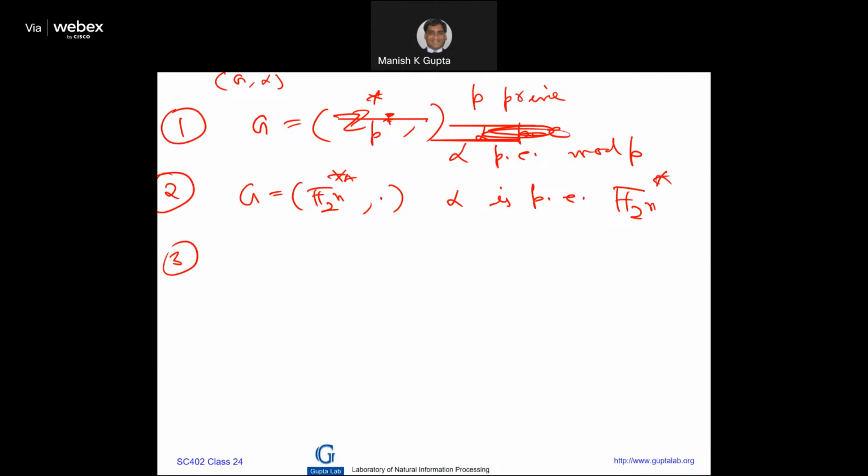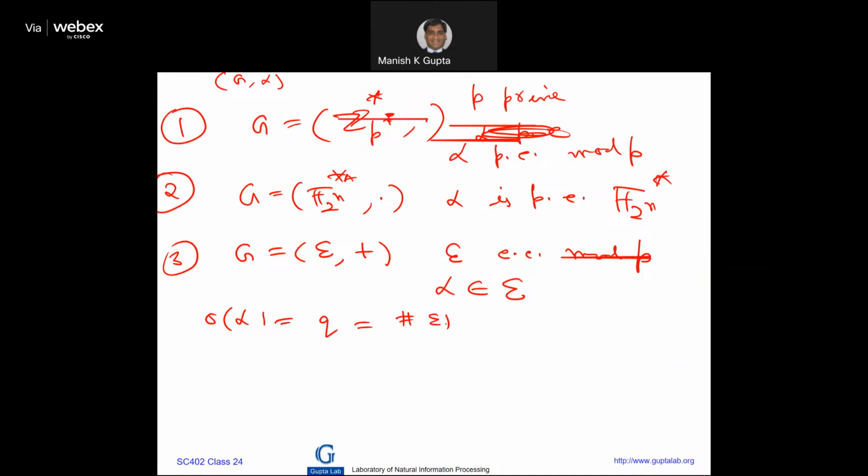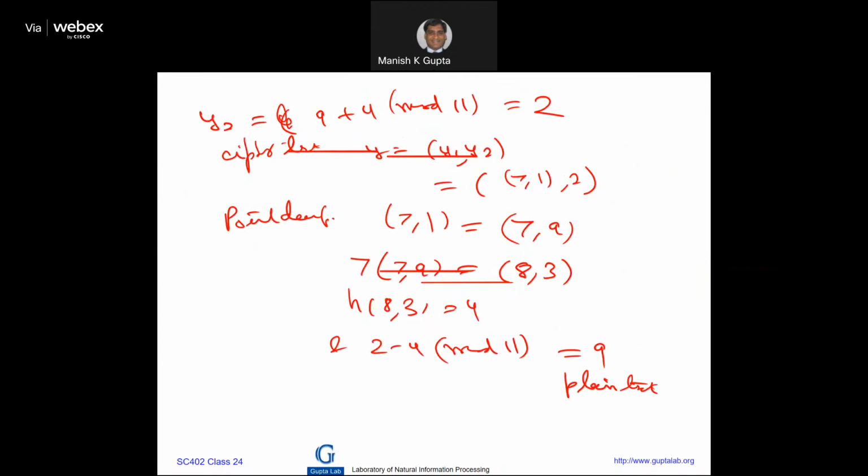Third, when we take the elliptic curve case, E is an elliptic curve modulo a prime P. Alpha is an element in E with order of alpha equal to Q, which is the size of E divided by H. Normally we take H equal to 1, 2 or 4. These are some special groups that have been used.